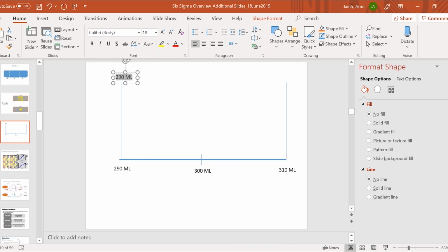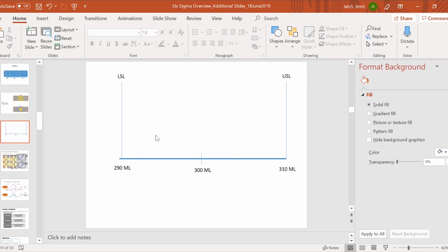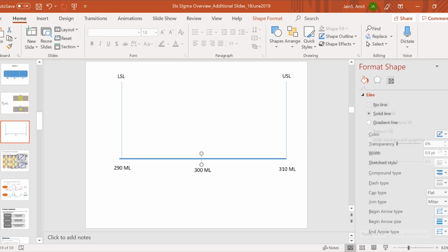So 290 is the lower specification limit. You with me? And then 310 is the upper specification limit. So it is LSL, lower specification limit, and this is USL. 300 is the average.